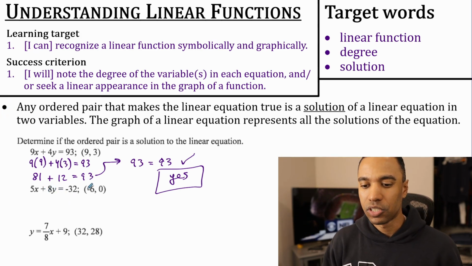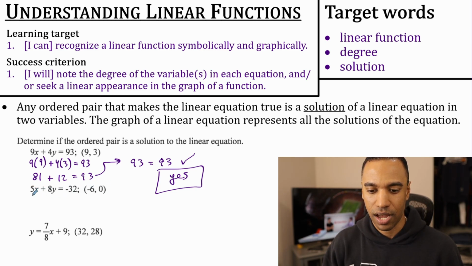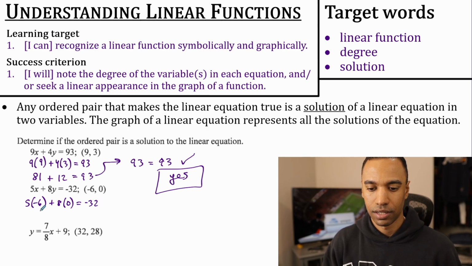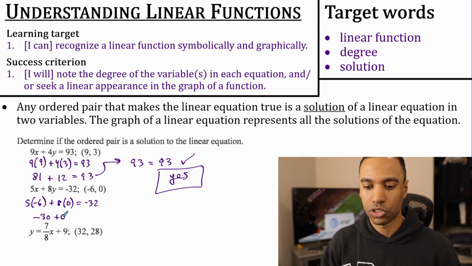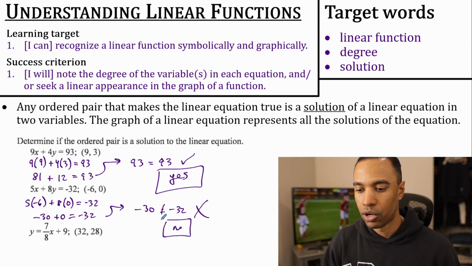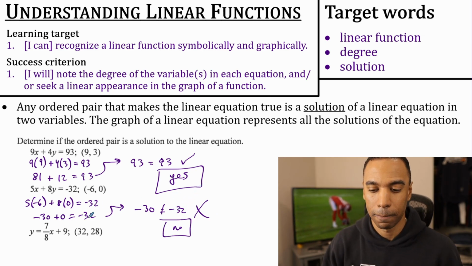All right, same thing here. 5x plus 8y equals -32. The point (-6, 0). Substitute -6 for x. Substitute 0 for y. -30 plus 0 equals -32. Doesn't look like that one's going to work out. -30 does not equal -32. Nope, that point is not on that line. Therefore, it is not a solution to the equation.